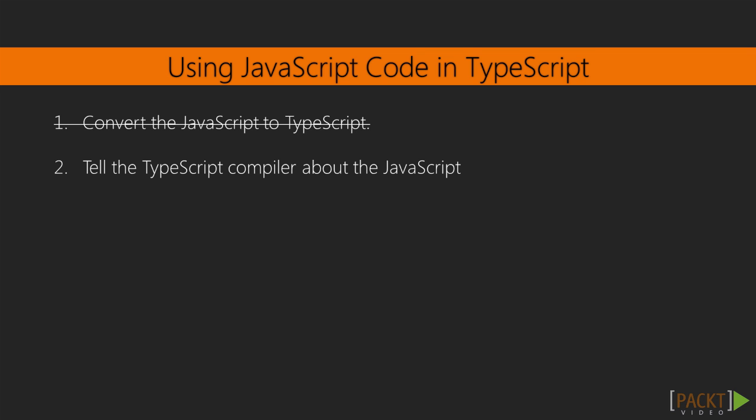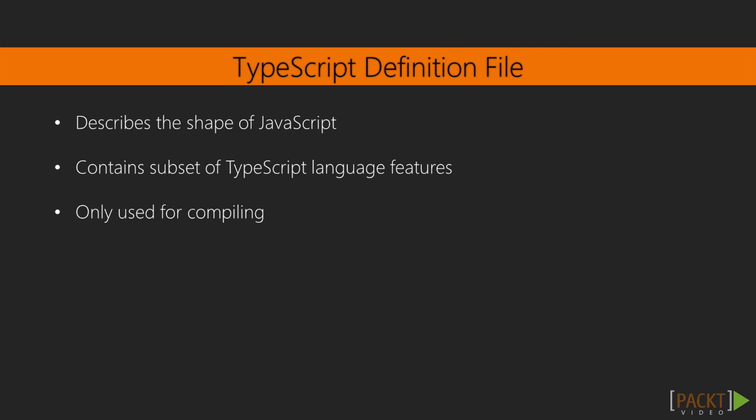So how do we tell the compiler about the JavaScript code? Well, it's quite simple, and it's to use a definition file. A definition file can be used to describe the structure and type information of JavaScript code. Put more simply, it describes the shape of JavaScript code so that we can use it with strong typing in TypeScript. A definition file also contains only a subset of TypeScript language features. Those language features being the only ones concerned with describing the shapes of objects.